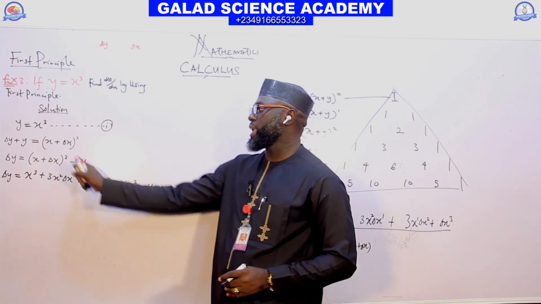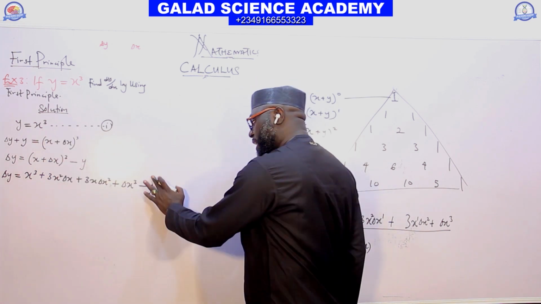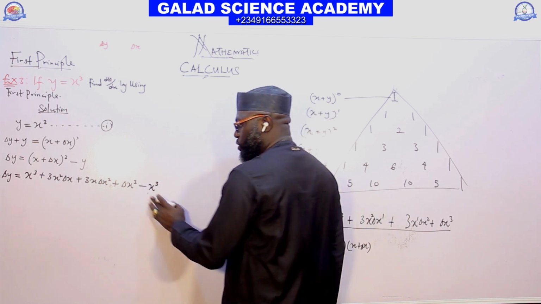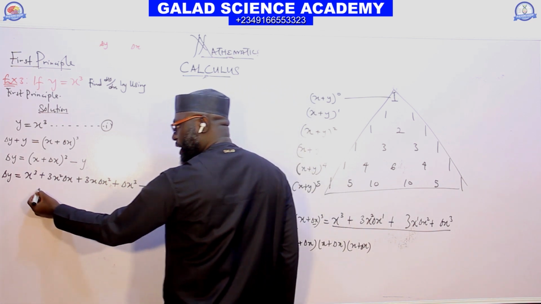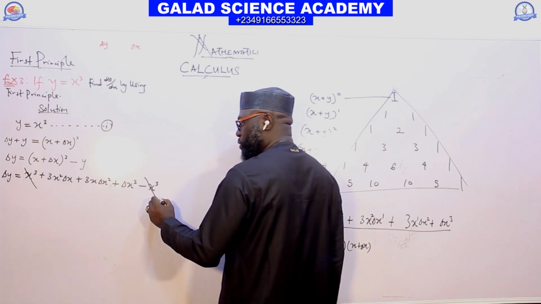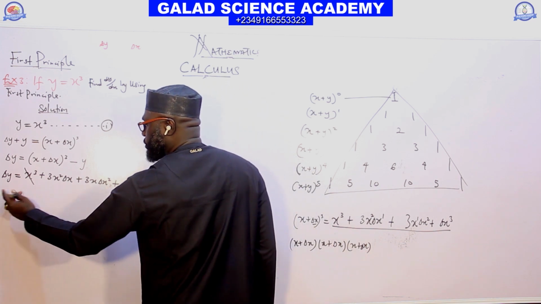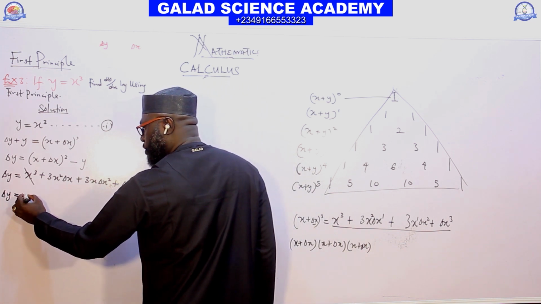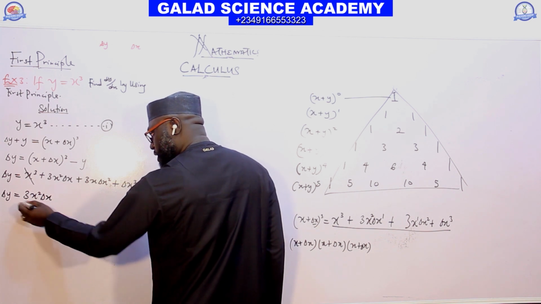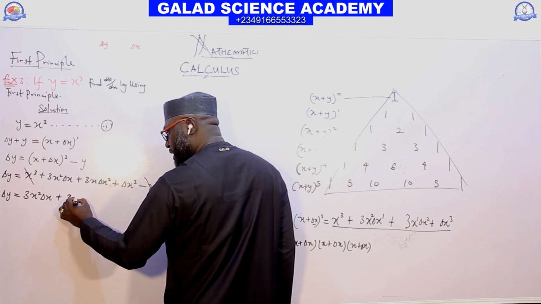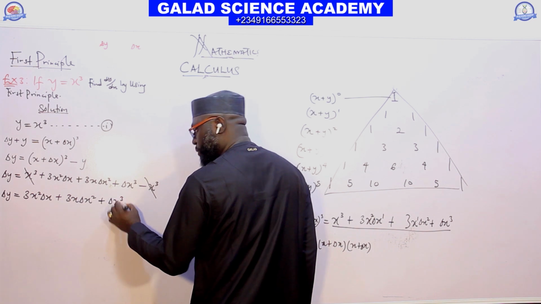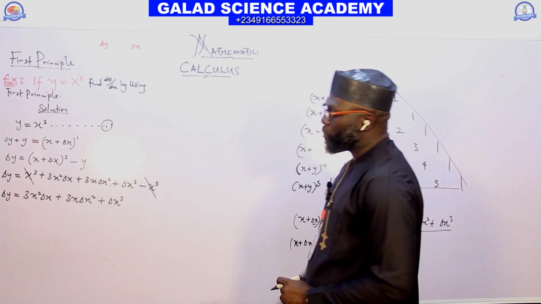What is our y here? x exponential 3. Then you will now substitute for y. You have x exponential 3. So the next thing we do now is x raised to the power 3 minus x raised to the power 3. This will cancel this one. So we are now left with change in y equal to 3x squared change in x plus 3x change in x squared plus change in x cube.